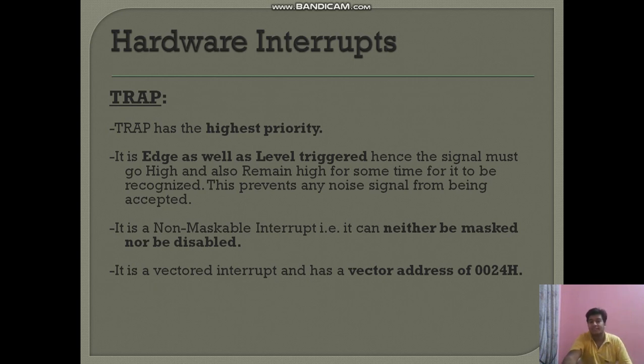It is edge as well as level triggered, hence the signal must go high and also remain high for some time for it to be recognized. This prevents any noise signal from being accepted. TRAP is the only interrupt which is edge as well as level triggered. It is a non-maskable interrupt, as I have told, it cannot be masked.